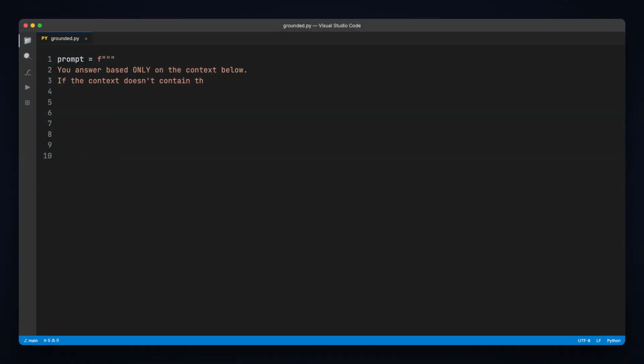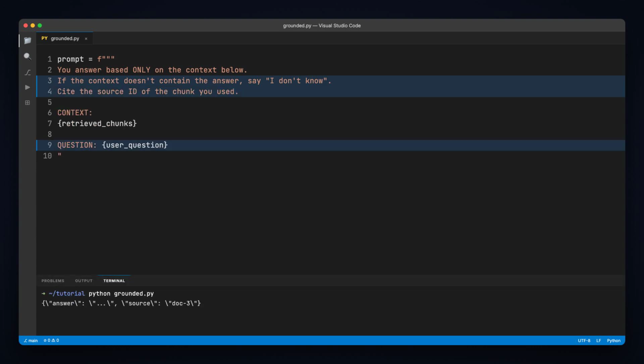A grounded prompt. 3 rules. Answer only from context. Say, I don't know if the answer isn't there. Cite the source. With those 3 lines, your model goes from making things up to admitting uncertainty. That is the whole magic.